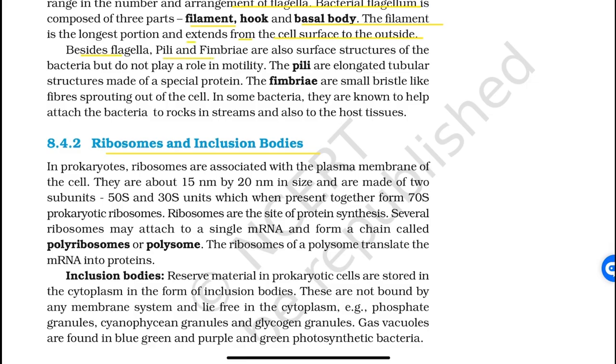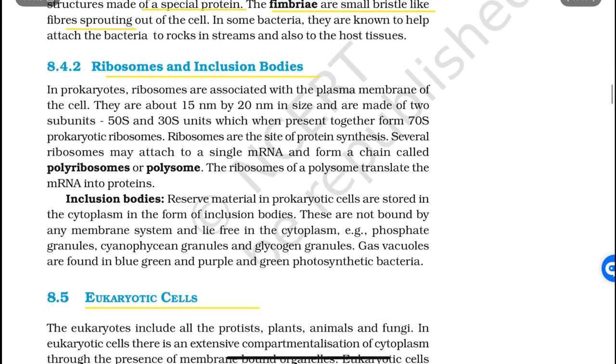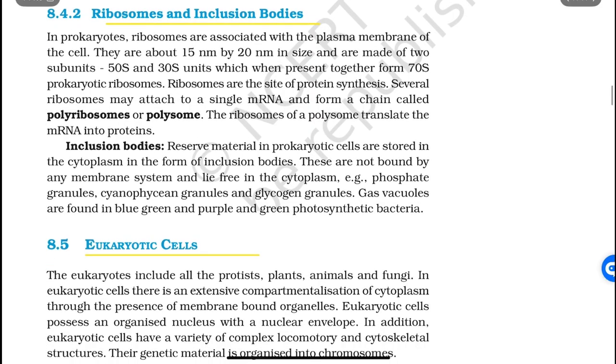Besides flagella, pili and fimbriae are also surface structures of the bacteria but do not play a role in motility. The pili are elongated tubular structures made of a special protein. Fimbriae are small bristle-like fibers sprouting out of the cell. In some bacteria, they are known to help attach bacteria to rocks in streams and to host tissues.